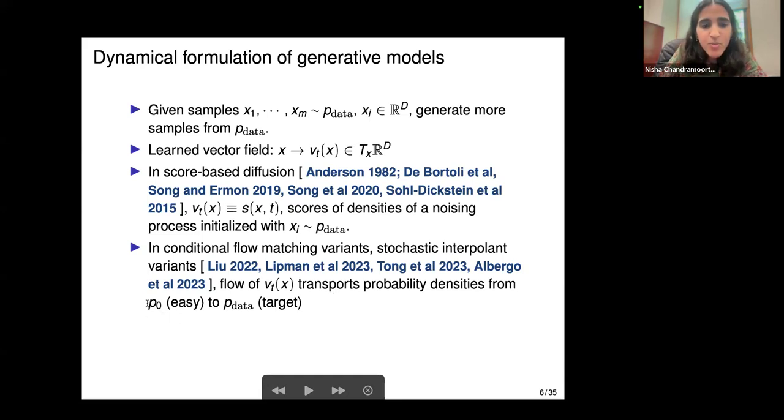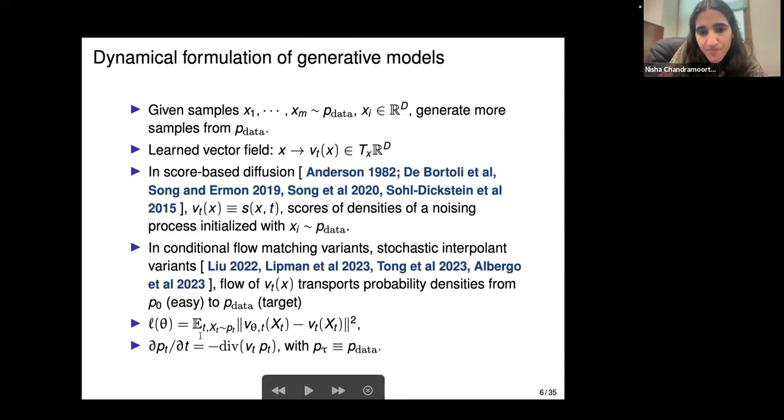In particular, they transport a measure P_0, which is easy and usually has a density, to P_data, the target. The vector field is learned by minimizing some kind of loss function, such that the probability flow of this vector field recovers the data distribution in finite time, at P_tau, where tau is some finite final time. If you take samples according to P_0 and run an ODE, dx/dt = V_t(x_t), then the samples generated by this ODE will have the distribution P_data at the finite time tau.